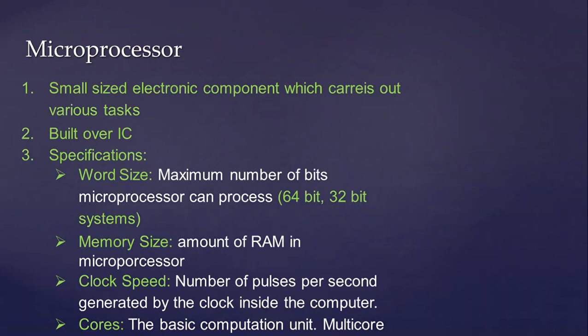Microprocessors. They are small-sized electronic components which carry out various tasks. They are built over an IC, also called an integrated circuit. Some of the specifications of microprocessors are the word size, memory size, clock speed, and cores. The word size is the maximum number of bits a microprocessor can process. It can be 64 or 32 depending on various computers. The memory size is the amount of RAM in the microprocessor. The clock speed is the number of pulses per second generated by the clock inside the computer. The cores are the basic computational units, like multi-core.